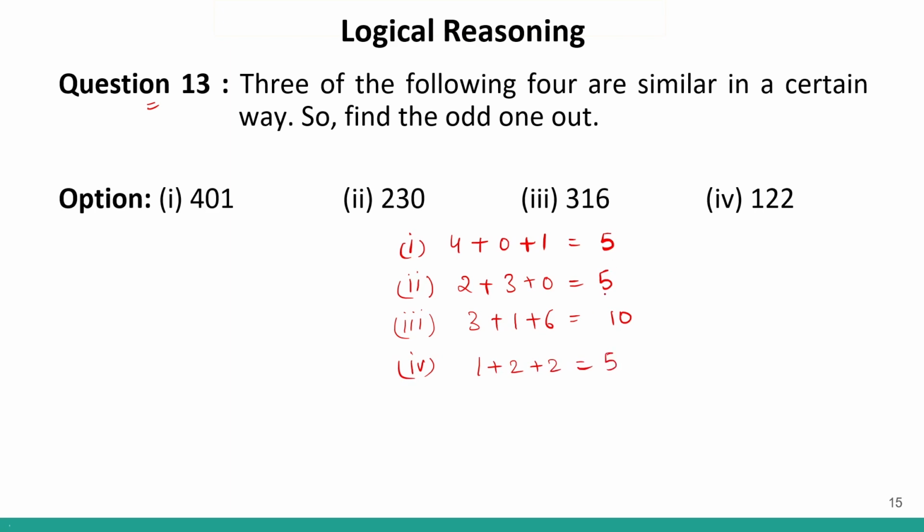So option number 1, 2 and 4, if we sum the digits, we will get the same sum, which is 5. But in option number 3, it is different, that is 10. Therefore, our answer will be option number 3, 316. This is a different number than the rest. Okay?